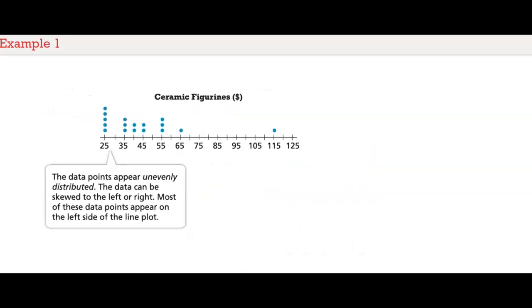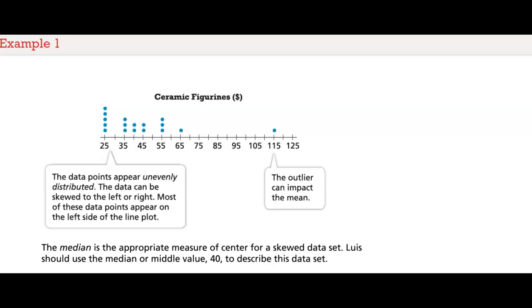The data points appear unevenly distributed. The data can be skewed to the left or right. Most of these data points appear on the left side of the line plot. The outlier can impact the mean. The median is the appropriate measure of center for a skewed data set. Luis should use the median or middle value, 40, to describe this data set.